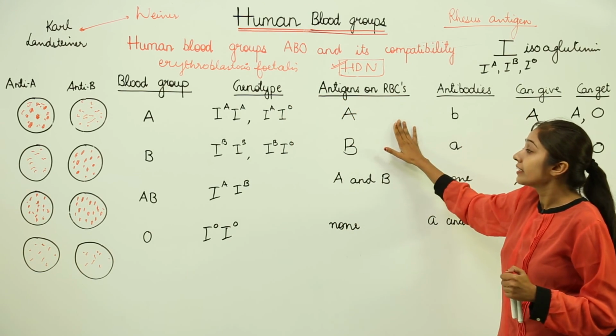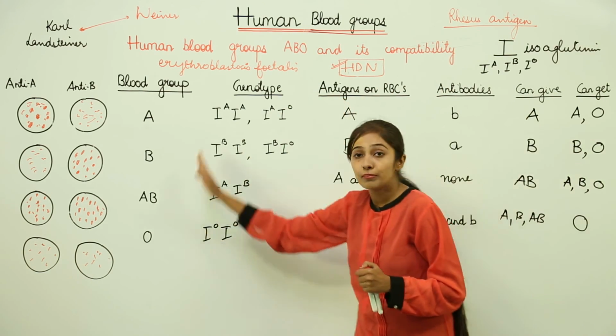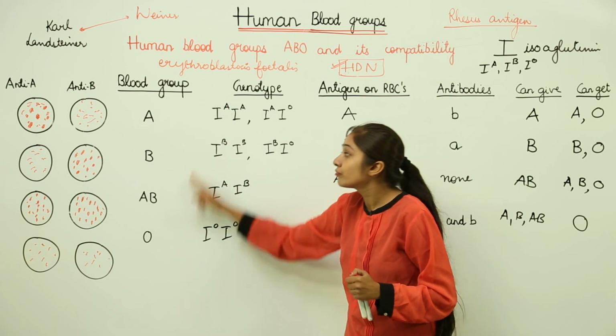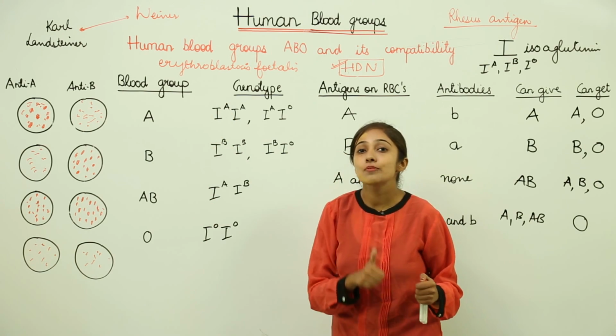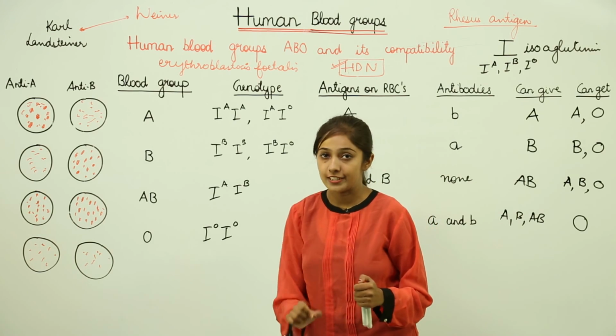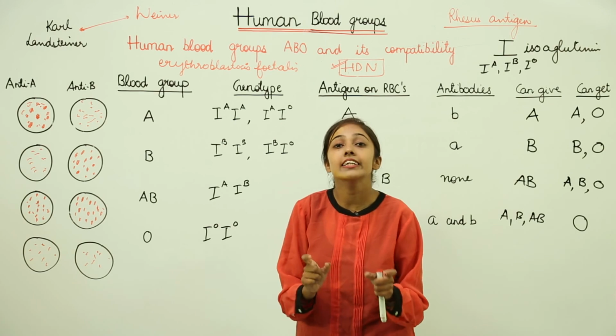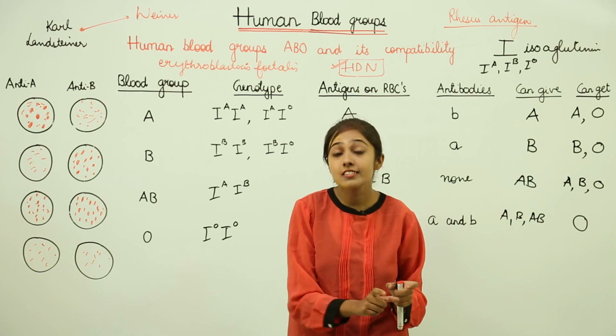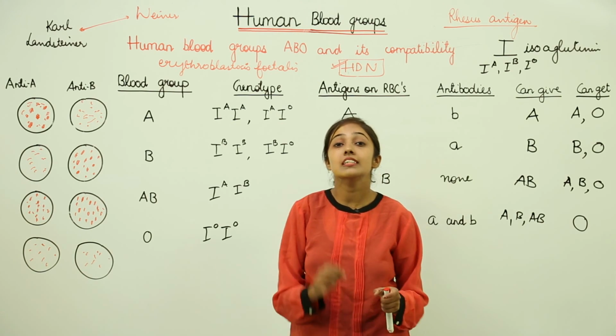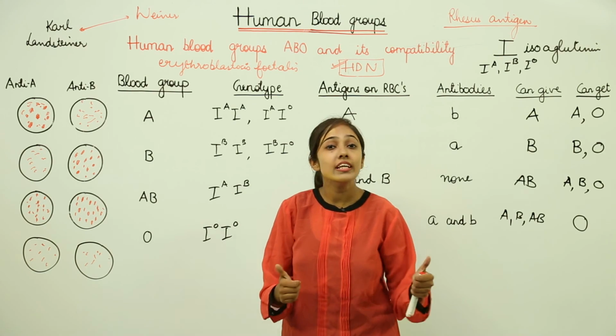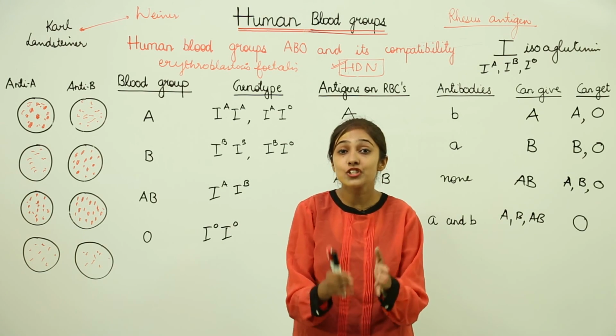So remember that these are the 4 human blood groups, and with these 4 human blood groups, you also need to remember about the Rh factor. That is the rhesus factor, which is the rhesus antigen, which is there in some persons. If there is rhesus antigen, the person is Rh positive. If there is no rhesus antigen, the person is Rh negative.